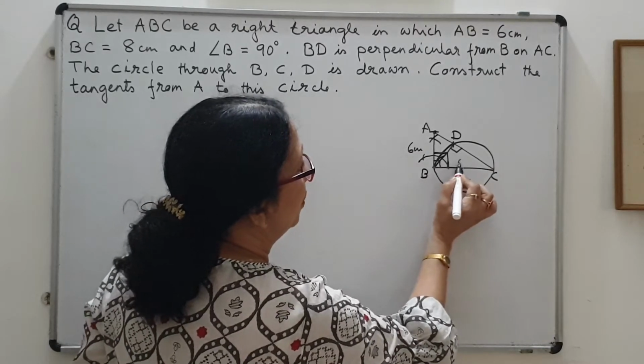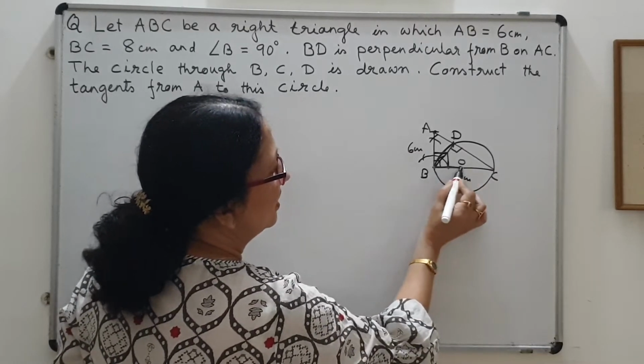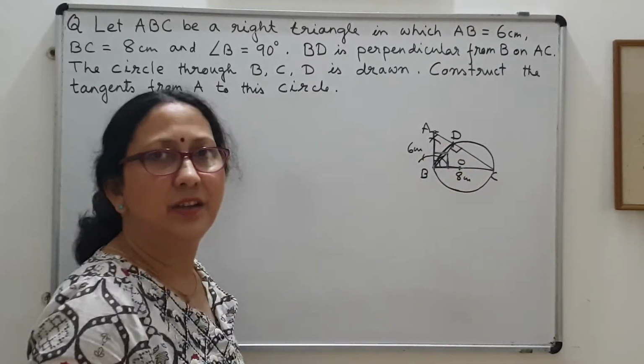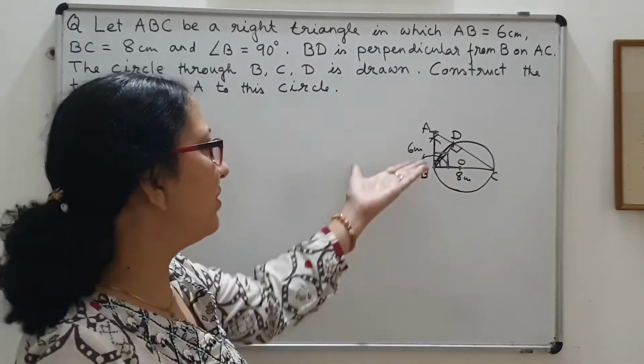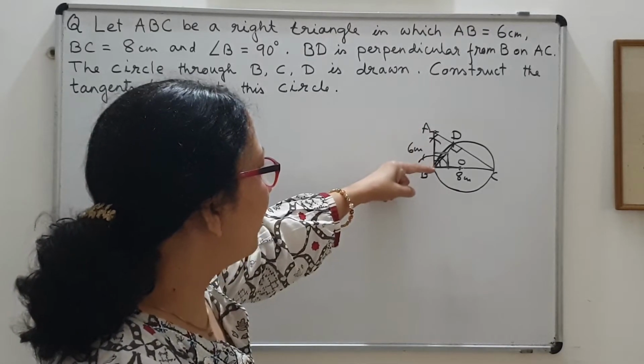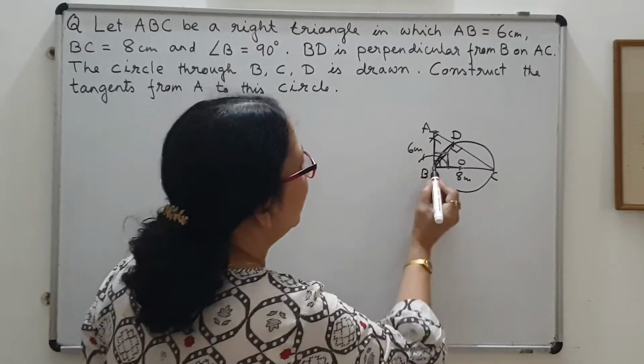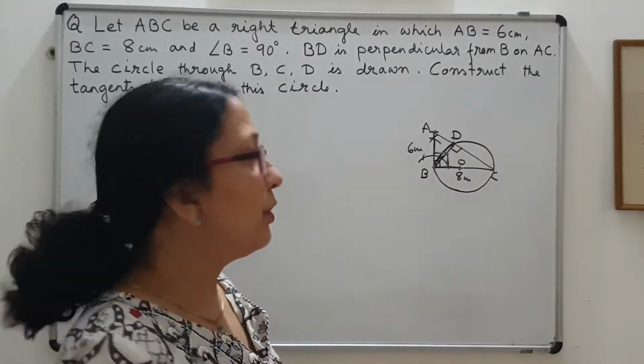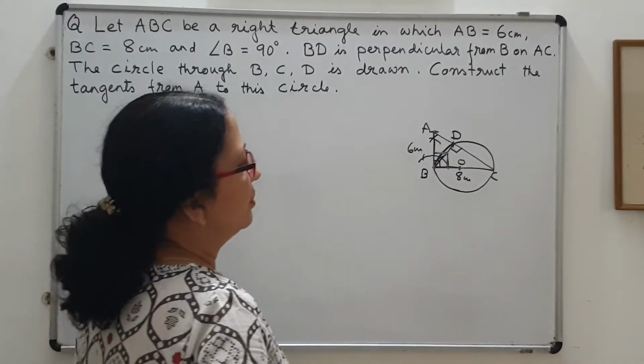If I take this to be O, say, then BO is radius and this is 90, so AB has to be the tangent. So this tangent I don't have to draw, it is already there. AB is the length of tangent, or if I extend it, it will be tangent, or we can say AB is tangent from A by the first theorem.